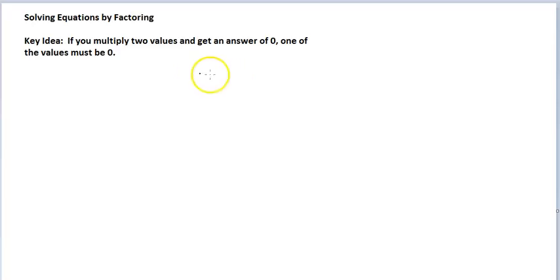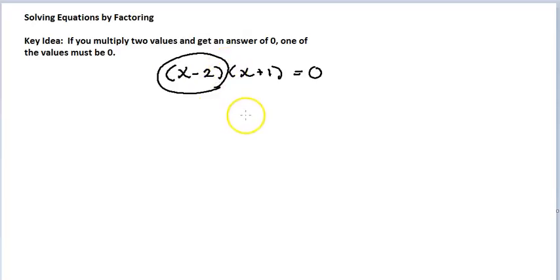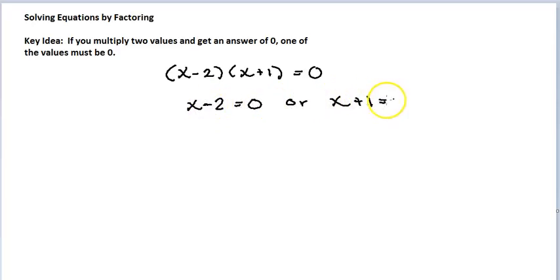But the values that we are going to be multiplying are going to be binomials. Like if I multiply x minus 2 times x plus 1 and get an answer of 0, what I know is that either this value equals 0 or this one equals 0. Because the only way to multiply two values and get an answer of 0 is if one of those is 0. And so what I do is I say, okay, those are two things being multiplied. That means that either the first one, the x minus 2 equals 0, or the second one, the x plus 1 equals 0. And then I solve each of those equations.